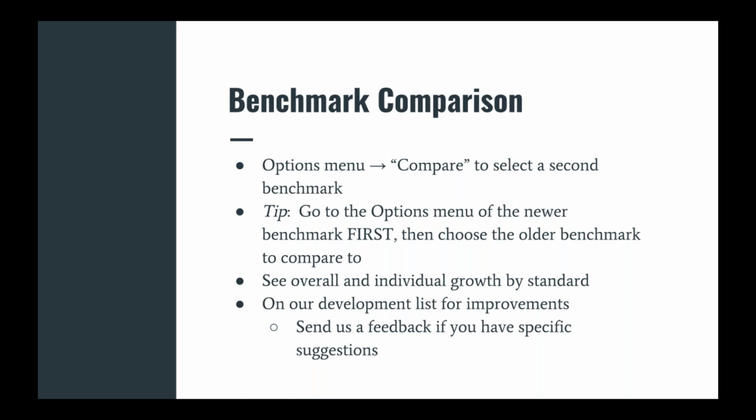One tip that I have, because we have some teachers who ask this, is which benchmark, does it matter the order, which one I choose first to compare? And it does if you want to see progress in the right direction. I would go to your newer benchmark first, and then go to options, choose compare, and then choose the older benchmark that you want to compare it with. And so when you are comparing benchmarks, you can see the change, hopefully increase or decrease by standard. You can see that overall for all your students and then by individual student as well.